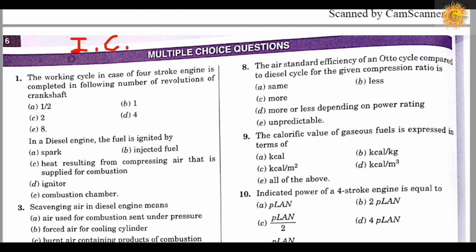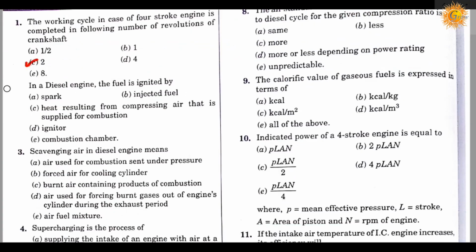Okay. IC engines, internal combustion engine. Question 1. The working cycle in case of 4-stroke engine is completed in the following number of revolutions of crankshaft. Option A 1/2, option B 1, option C 2, option D 4, option E 8. Correct answer is C. It's 2 revolutions.